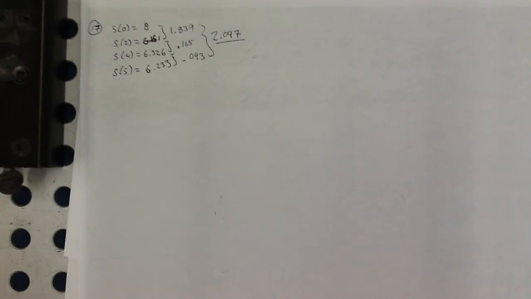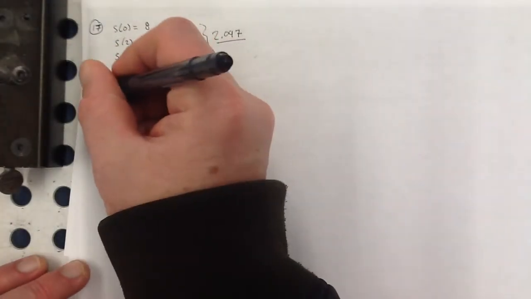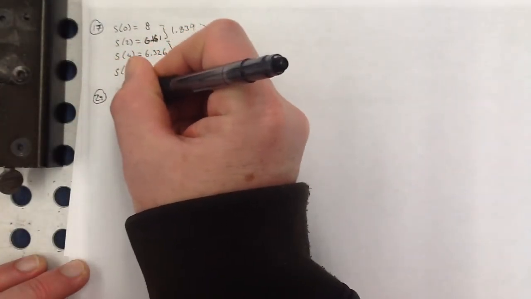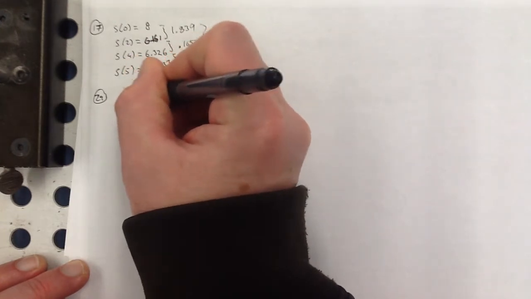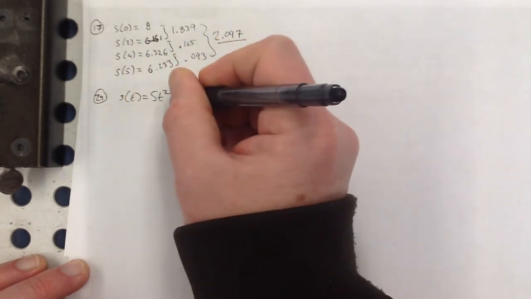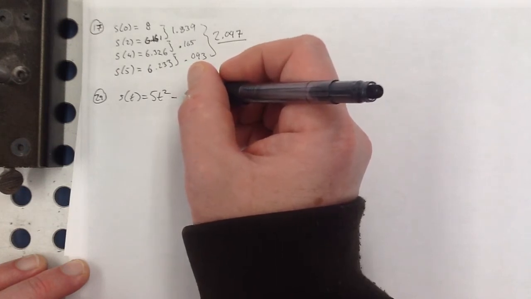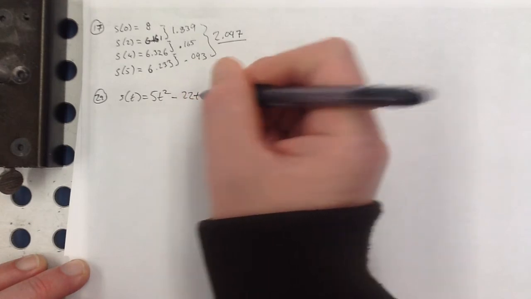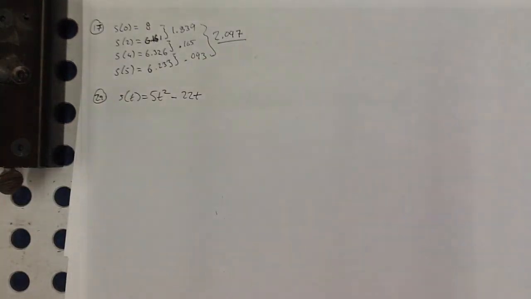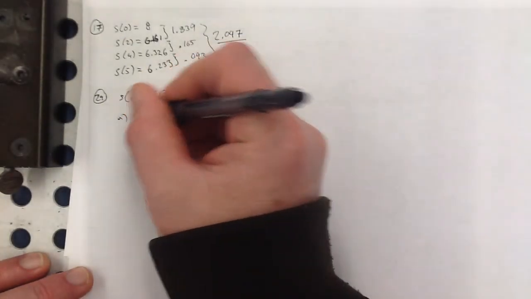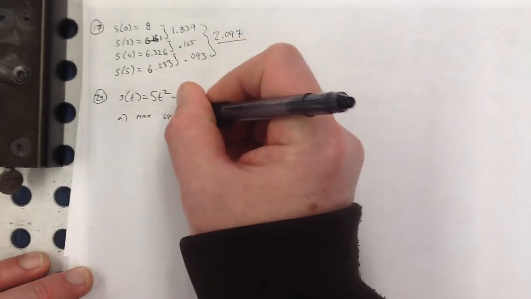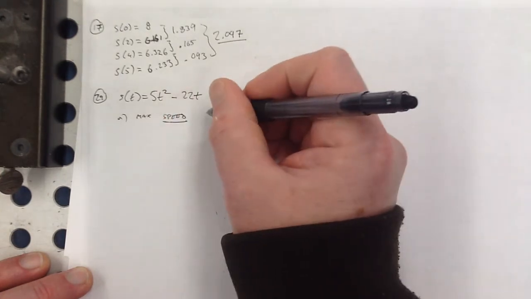Just kidding. Number 29, we've got a position function. S of t is 5t squared minus 22t. And that's our position function, moving along a coordinate line where s is in feet, t is in seconds. We want to find the maximum speed of the particle during the time interval from 1 to 3.